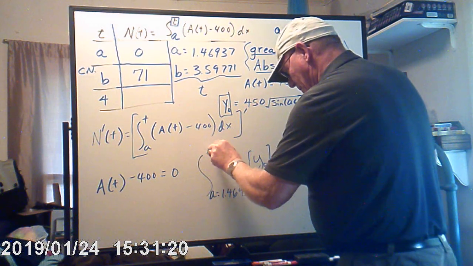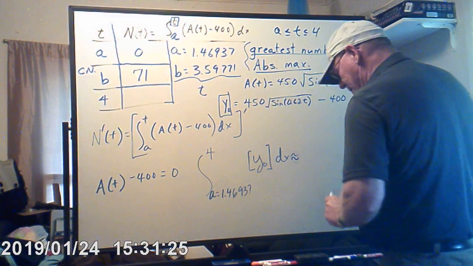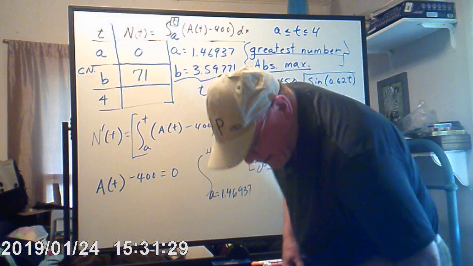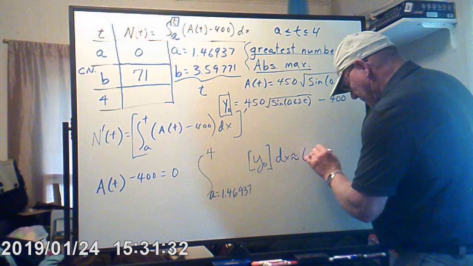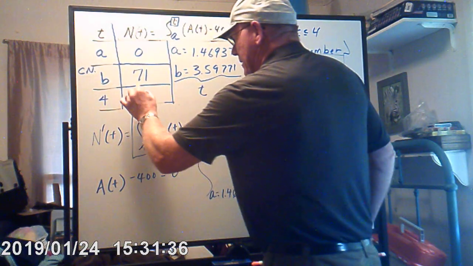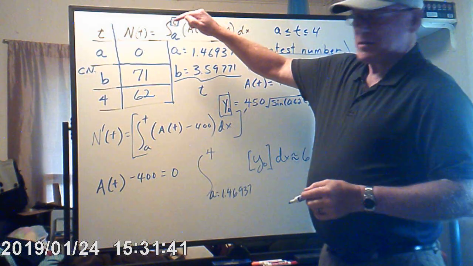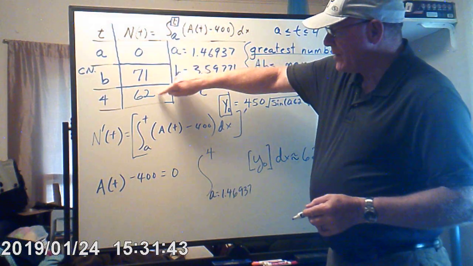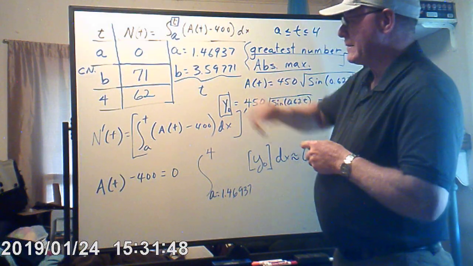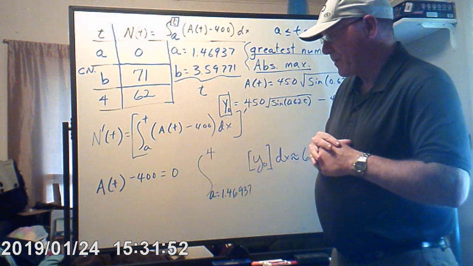All right, so A to 4, that's about equal to, in this particular case, 62.338, and that's going to round up to 62. Now, you have three answers: 0, 71, and 62. My oh my, just pick the biggest one. It's 71. That's the greatest number of cars during this period of time.